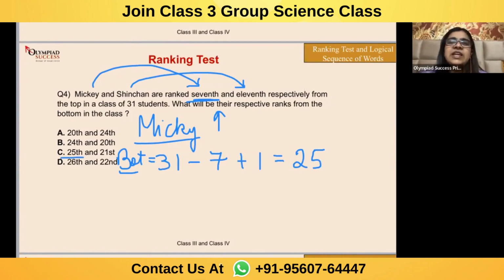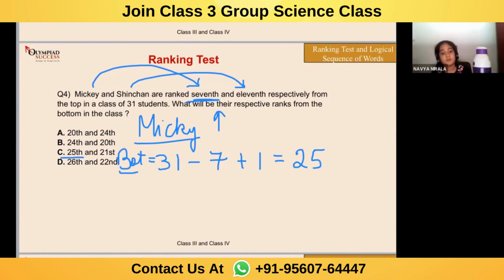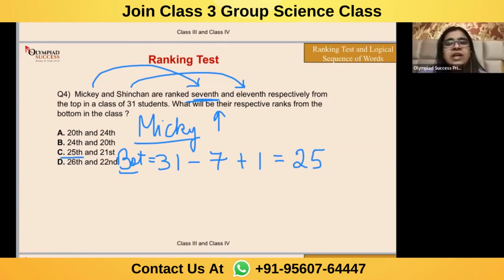Okay, Navya, did you understand? No, ma'am. So tell me where you are not understanding. Why are there 2 people? That is the confusion.